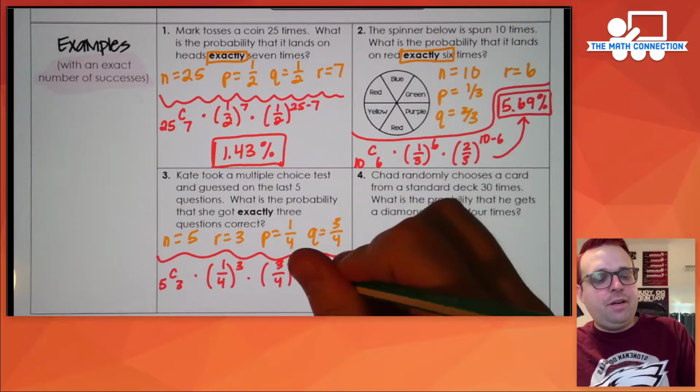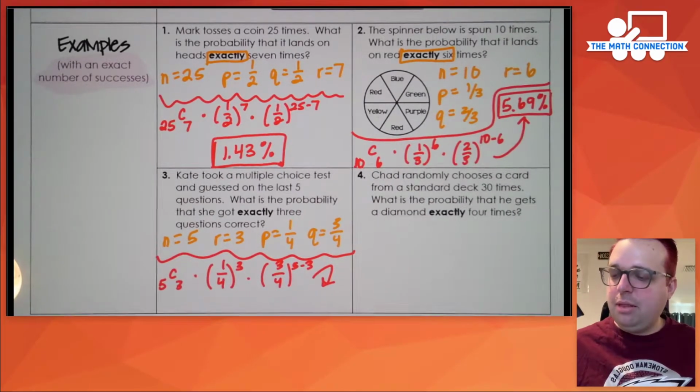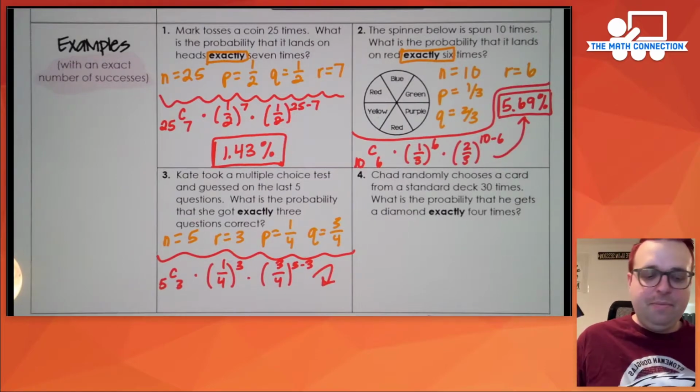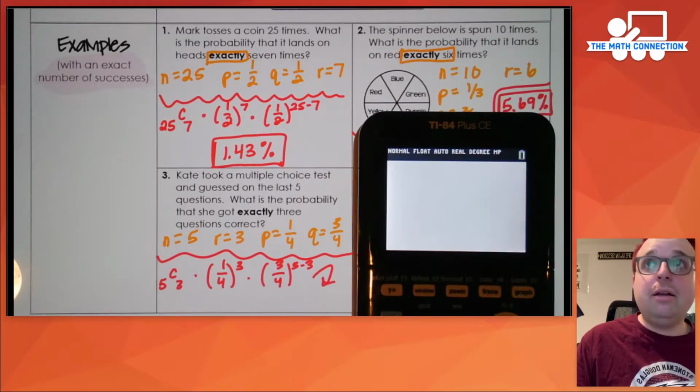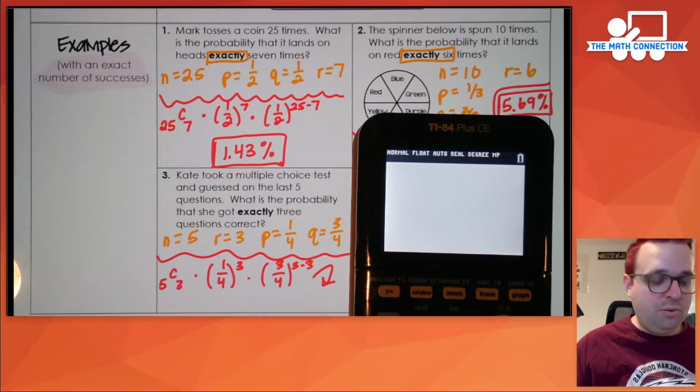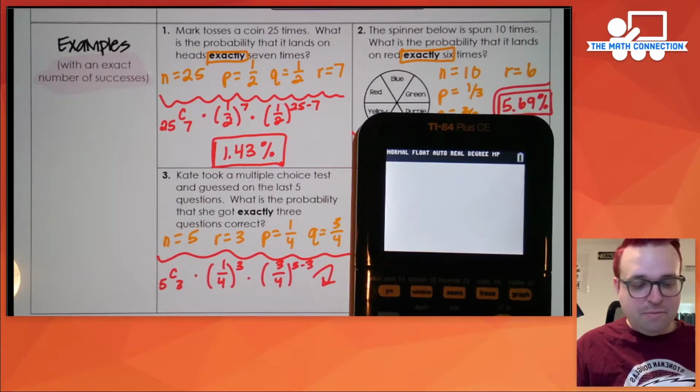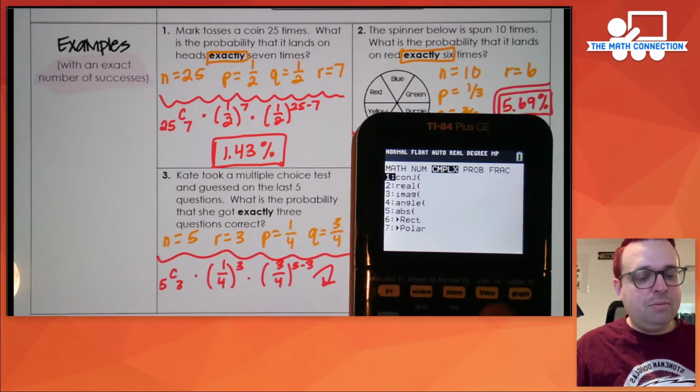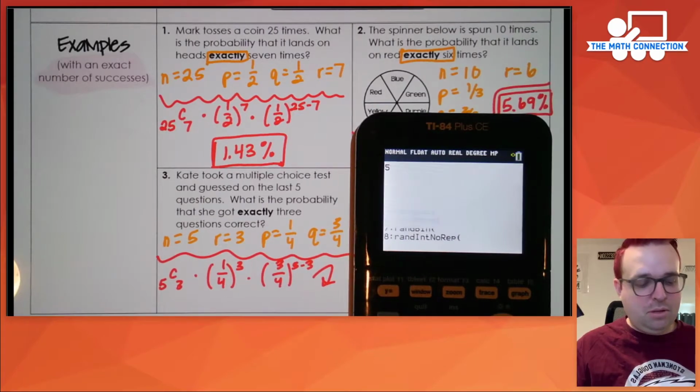And when we figure all this out, we're going to get a lovely percentage rate. Let's do the calculator again. Make sure you can see all this. Yeah, cool. Okay. So 5 combination 3.